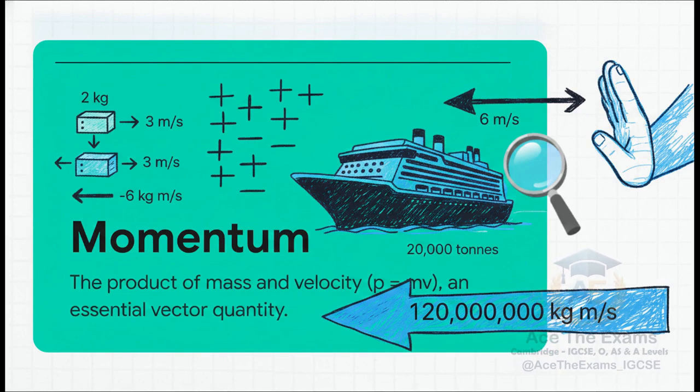The sign matters completely. To give you a sense of scale from our source material, imagine a massive cruise liner with a mass of 20,000 tons traveling at 6 meters per second. That ship carries a staggering momentum of 120 million kilogram meters per second. Trying to stop that is where our next concept comes into play, and it's where we'll see our students really transform their answers.